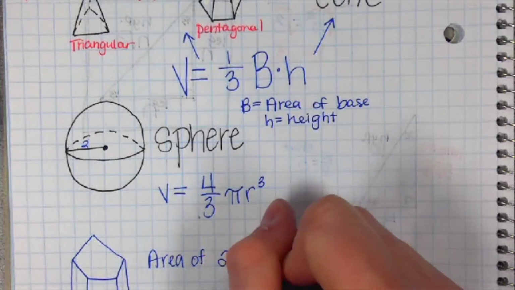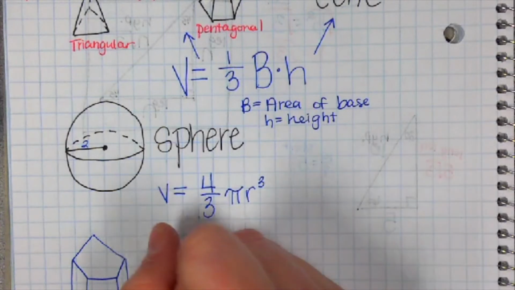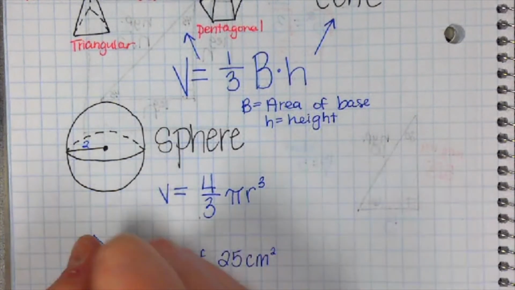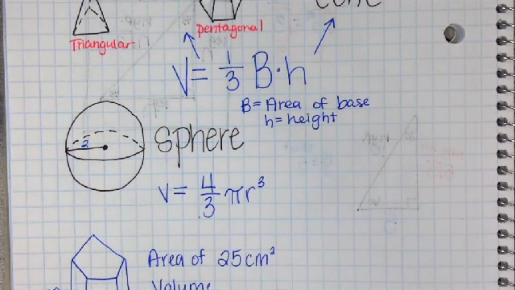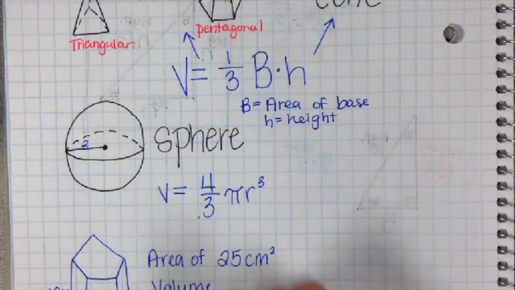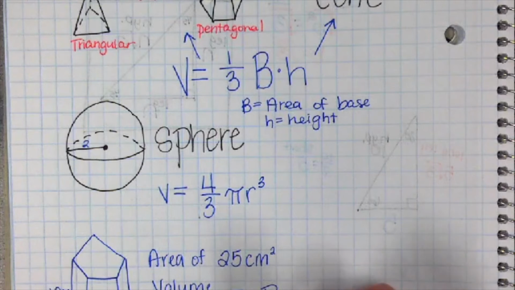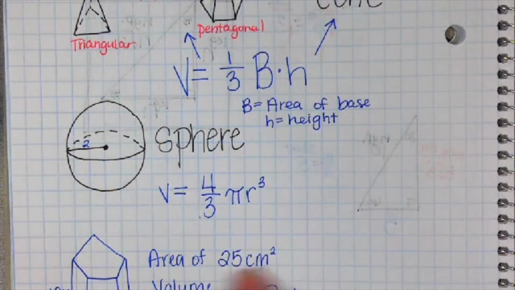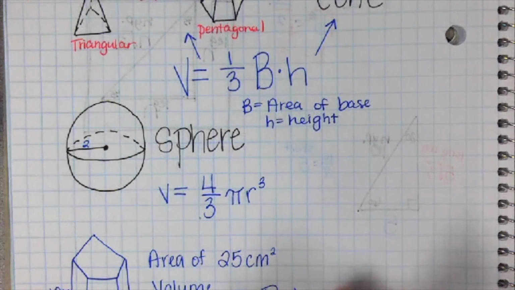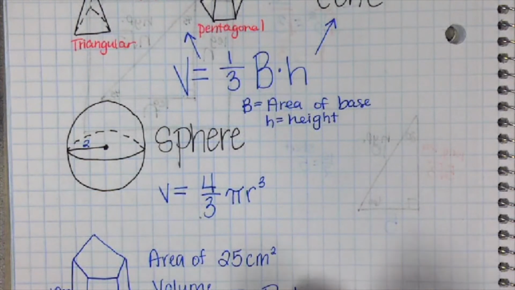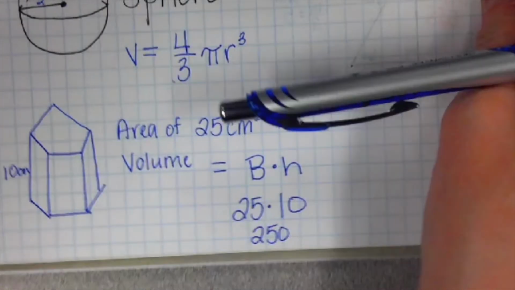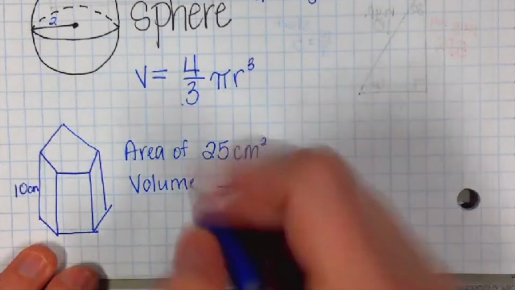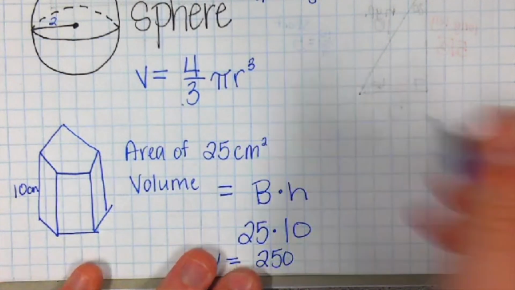So if I said the area of the base was 25 centimeters squared, and I want you to find the volume, and the height was 10 centimeters, then I would again use the volume formula. Volume is equal to area of the base times the height. Since it already gave me the area of the base, I just plug it in. So I would do 25 times 10. 25 times 10 is 250. You can use a calculator if you don't believe me. So 250 would be my volume.